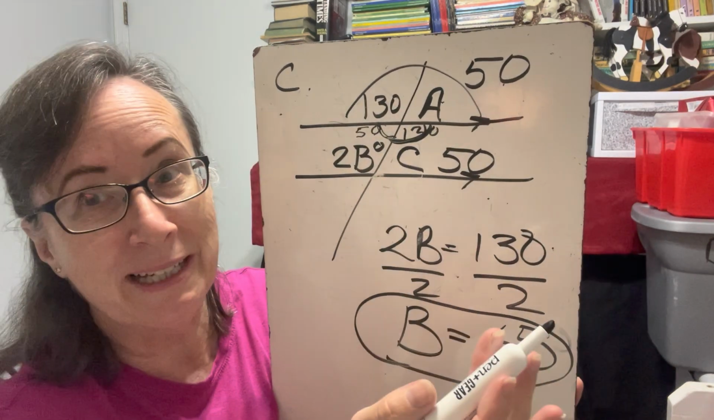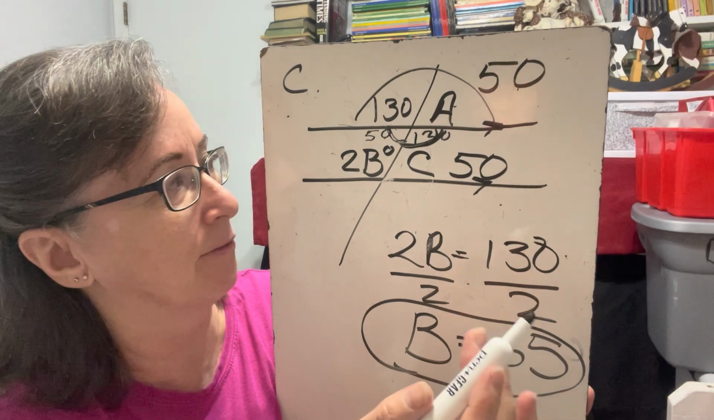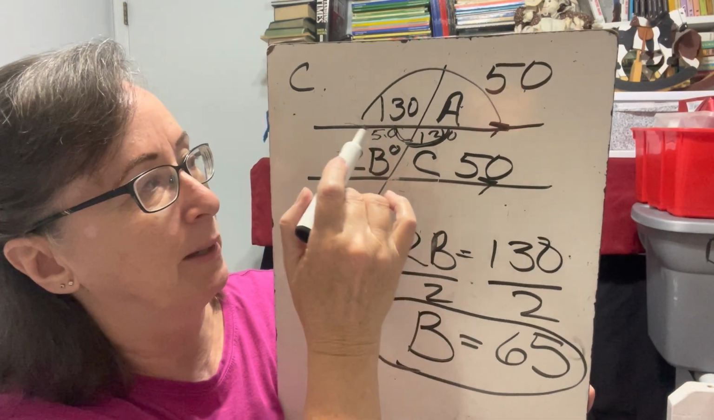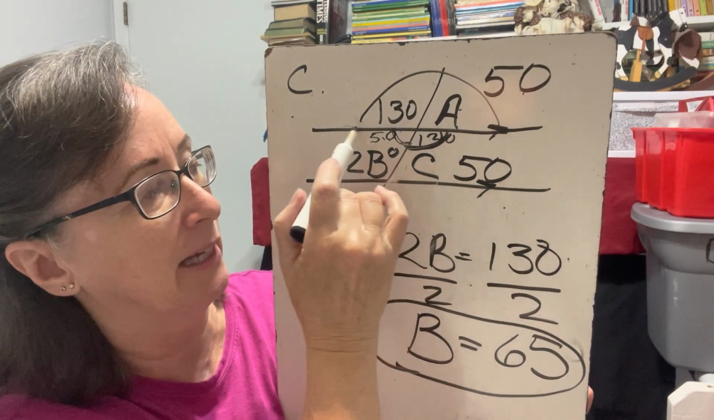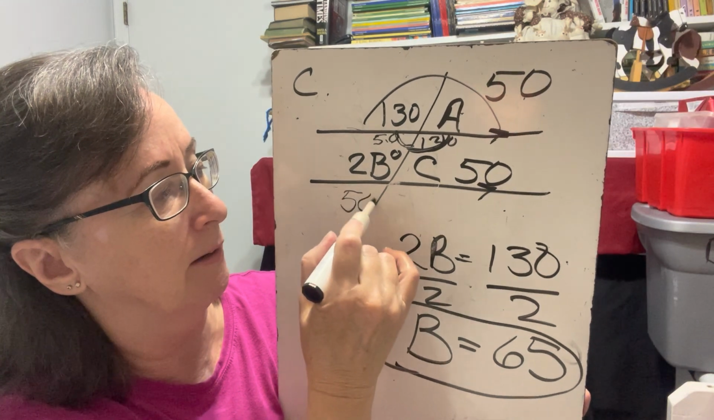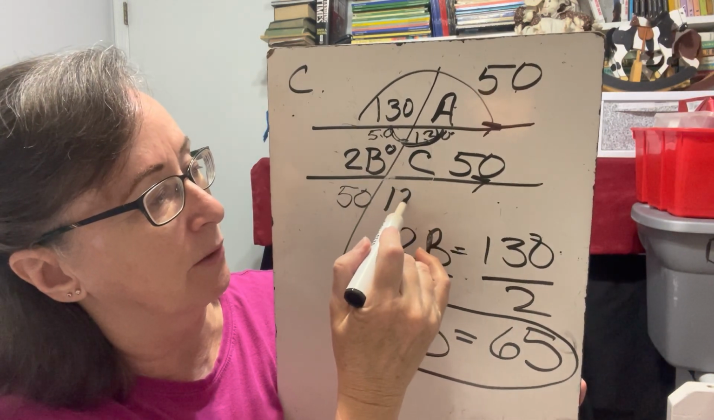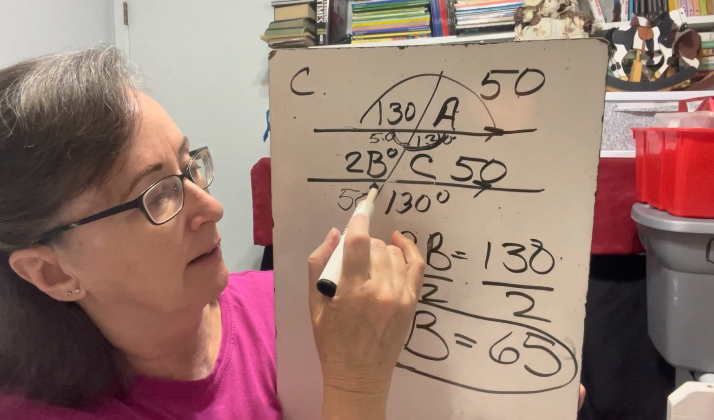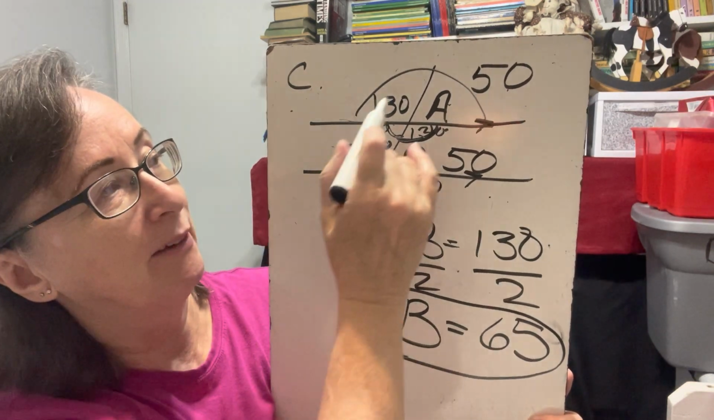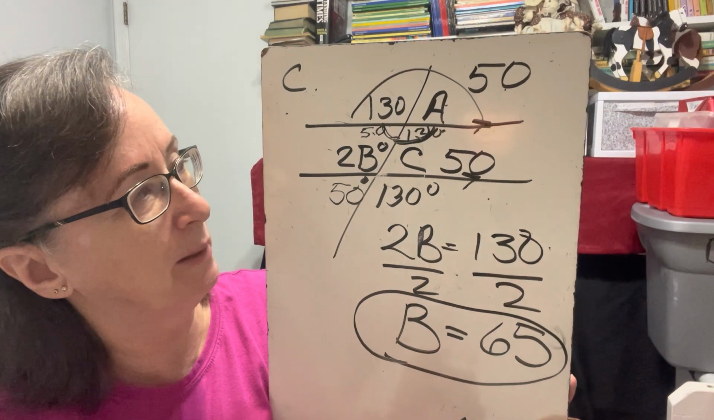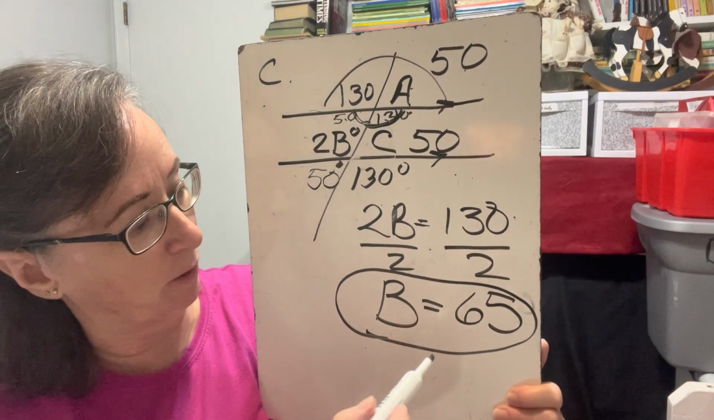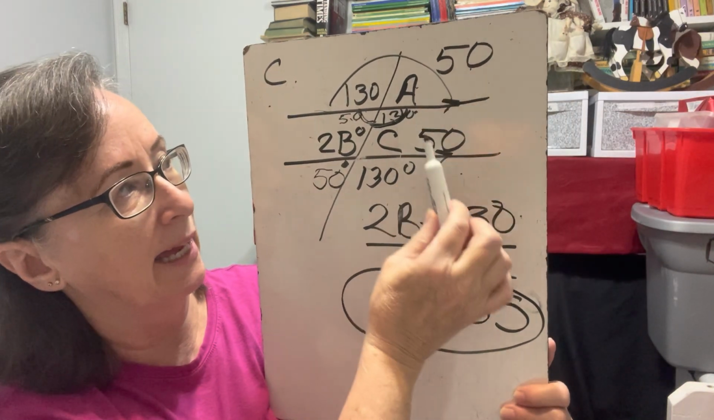So if we were going to complete the chart, which we don't have to, 50, because it's the underneath angle here, would also be 50 here. And then 130 is down here, so 130 would be down here. Okay, and that would give you all 8 angles. But you are only supposed to figure out what is B, what is A, and what is C.